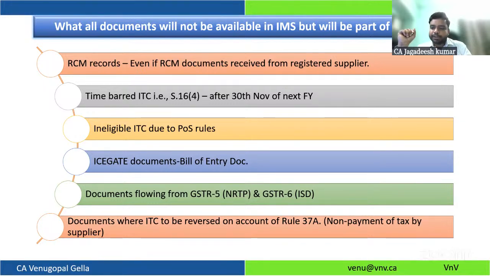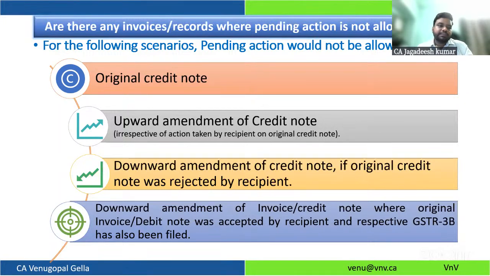And ISD documents, the bill of entry documents in case of imports, will also go directly to my 2B and 3B, not passing through the IMS. Documents flowing from GSTR-5, that is the NRTP, non-resident taxable person, and GSTR-6, that is the input service distributor, will also flow directly to my GSTR-2B. Documents where ITC is to be reversed on account of Rule 37A will also not form part of my IMS.